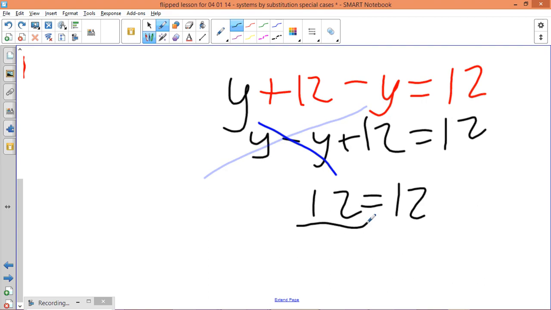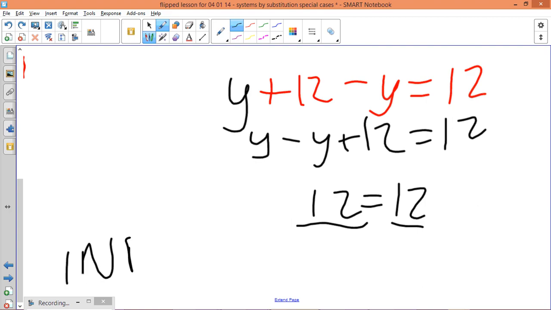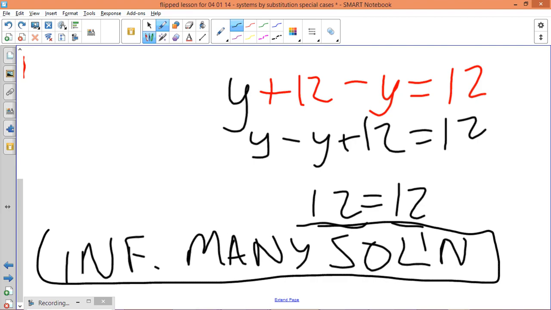Once I get a number equals itself, this is no longer no solution because this is true. So what I do, I just write all solutions. Or, sorry, not all solutions. What I mean to say is infinitely many solutions. Because this 12 equals 12, or a number equals itself, tells me that I have parallel lines. Let's do one more.